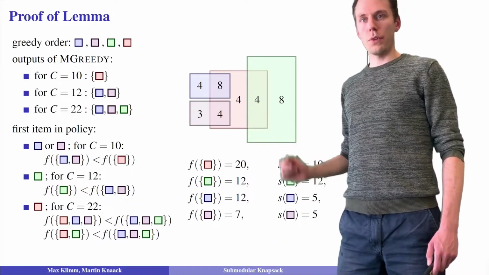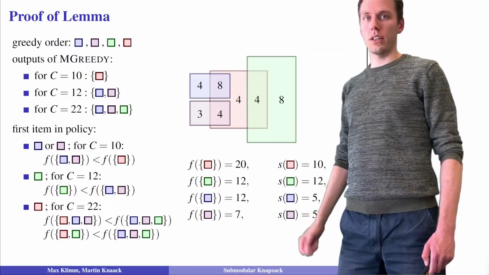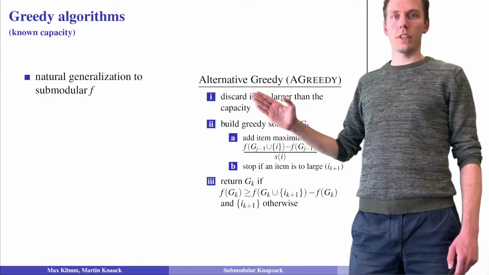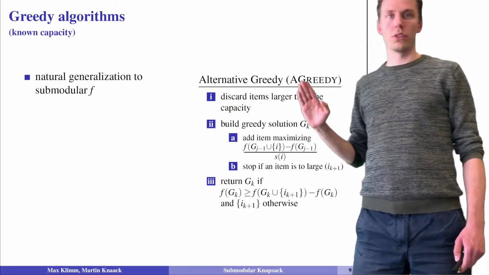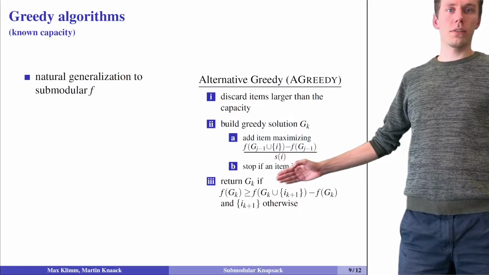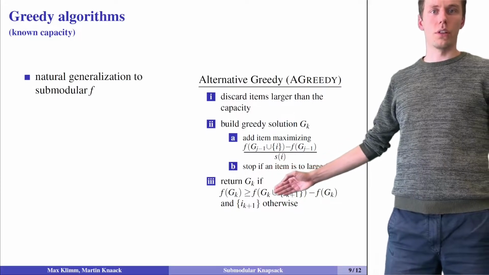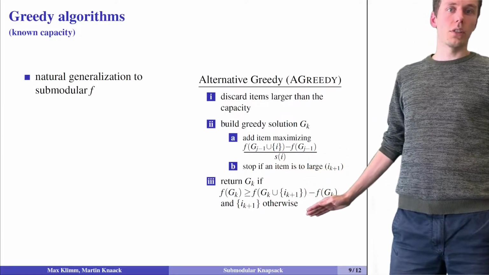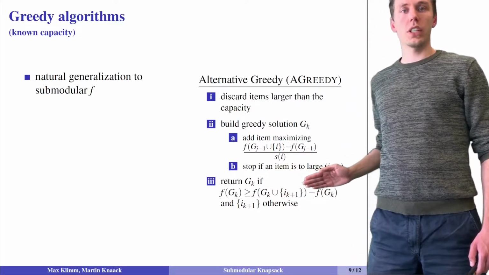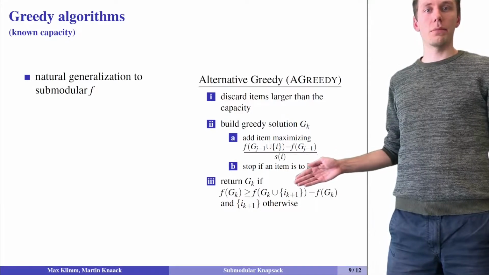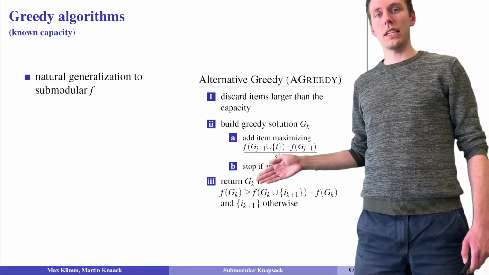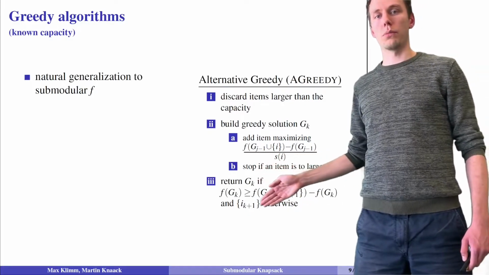But with a small change to the greedy algorithm, we can overcome this issue and find adaptive policies. So what do we change here? We now have what we call the alternative greedy algorithm, or A-greedy for short. What we changed is only the condition for which we return the greedy solution or the fractional item. The condition is now that we return the greedy solution if the value of the greedy solution is larger or equal to the value the fractional item adds to the greedy solution. Otherwise, if the value of the greedy solution is less than what the item adds, then we output the fractional item.